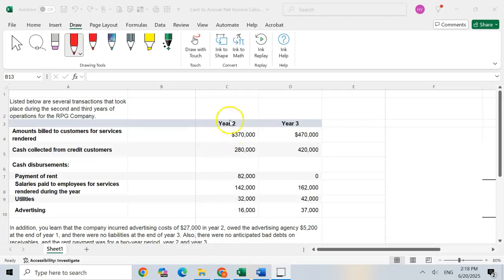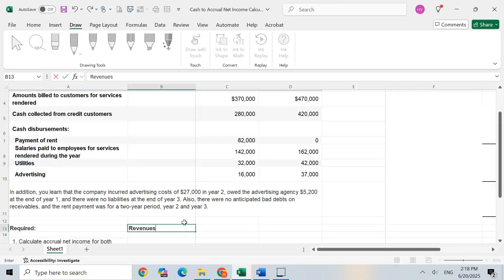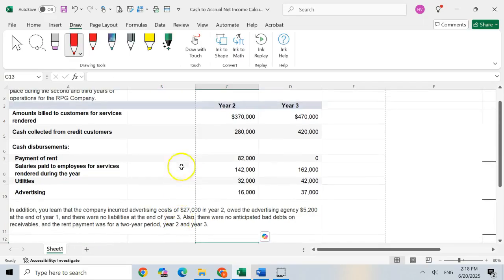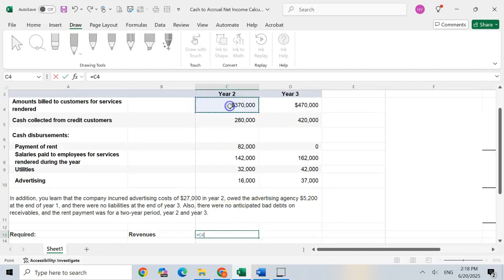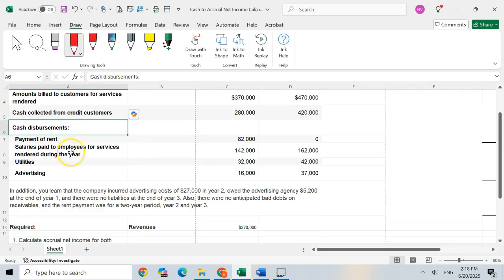Let's start at year 2, which is right here, and let's start creating the net income for that year using the accrual basis. Well, the first thing we're going to do is record revenues. And that's just going to be the amount that we actually billed to our customers, not the amount we collected. So that's going to be the $370,000. Now let's look at our expenses. We don't have any more revenues. Well, they give us cash disbursements, which means cash payments. And we have to determine what was actually utilized in year 2 versus actually being paid.